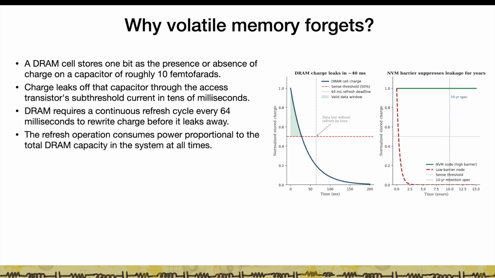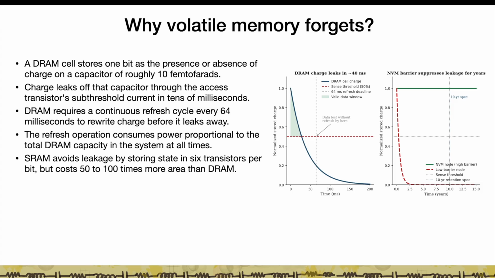Every 64 milliseconds, a controller circuit reads every row of DRAM and rewrites the charge back to full level before it can decay to the sense threshold. That refresh operation consumes real power, on the order of a watt for a modern DIMM. And it continues even when you're not doing anything, even when the system is idle, even when the screen is off.